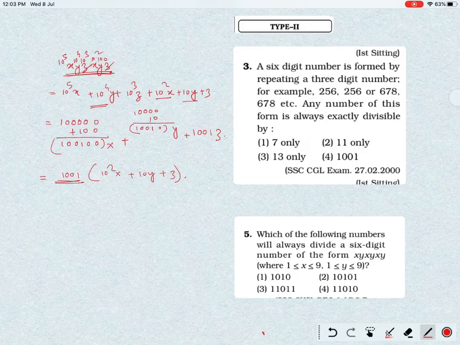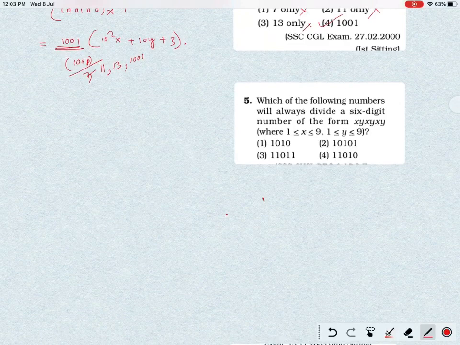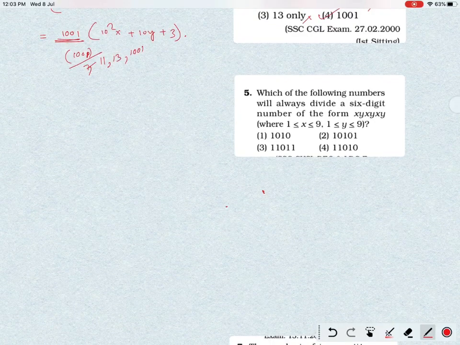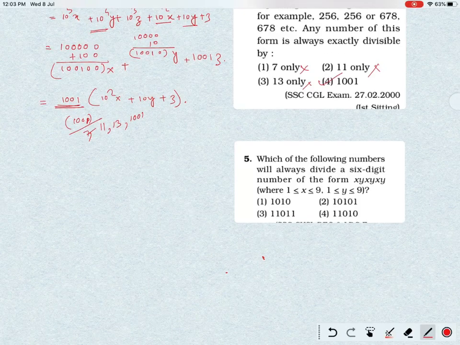common, so it will obviously be divisible by 1001, but it is also divisible by 7, by 11, and by 13. So 7 only will be incorrect, 11 only will be incorrect, 13 only will be incorrect, and 1001 is correct. Okay, moving forward. Which of the following numbers will divide a 6-digit number of the form xy? Okay, this will be homework for you since it is exactly similar to the previous question.